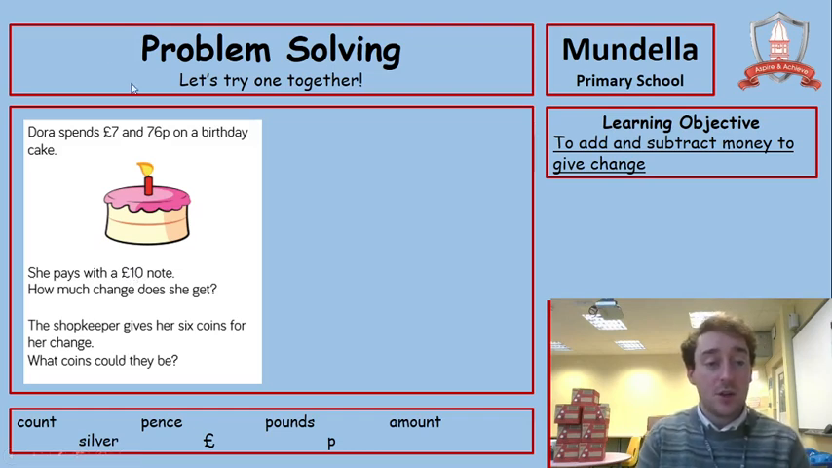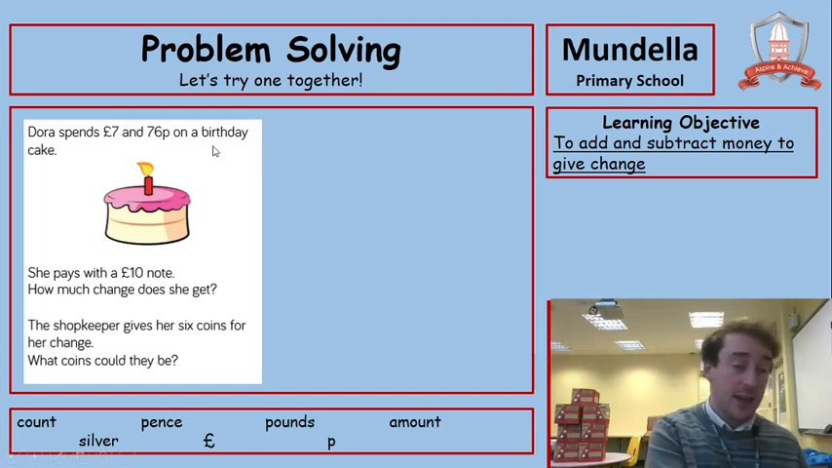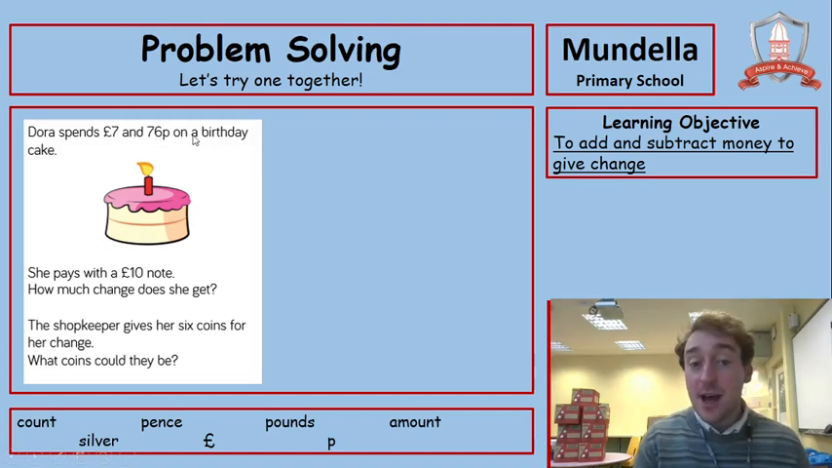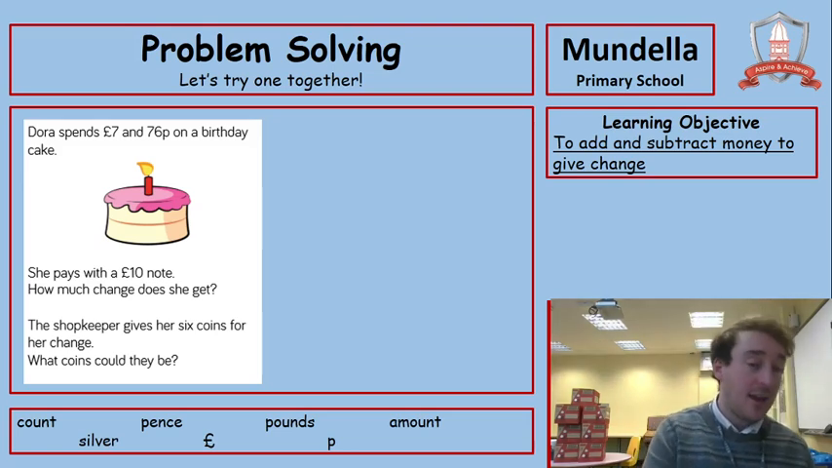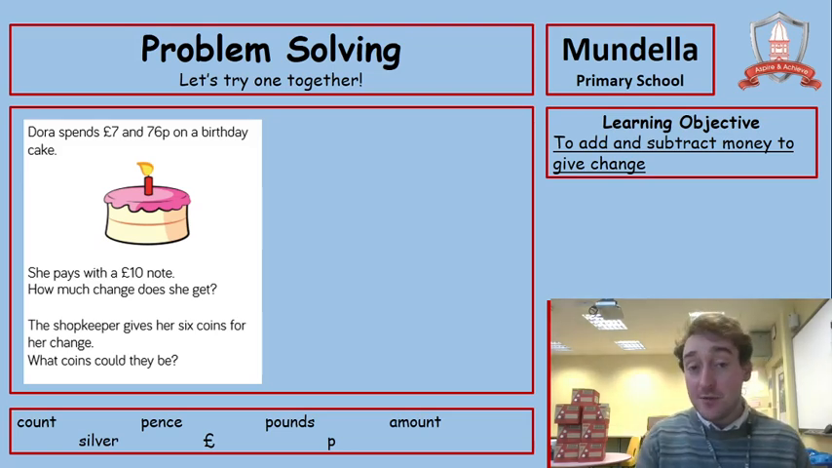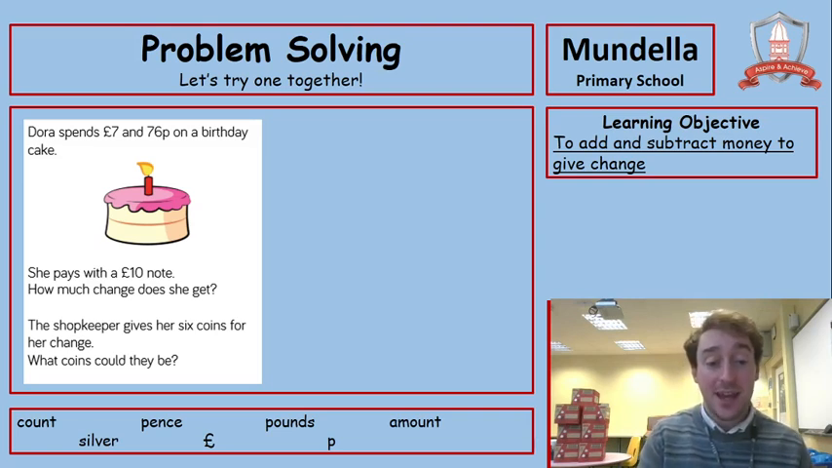So what I'm going to do is add on the amount of pennies to get up to the next pound, which is 24p. So I'll write down 24p over here, and that gets me up to £8. Now, how do I get from £8 to £10? Well, with £2. So I'll write down £2, and that means that the change that Dora gets should be £2 and 24p.